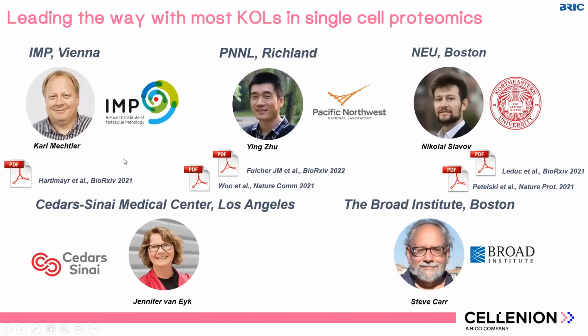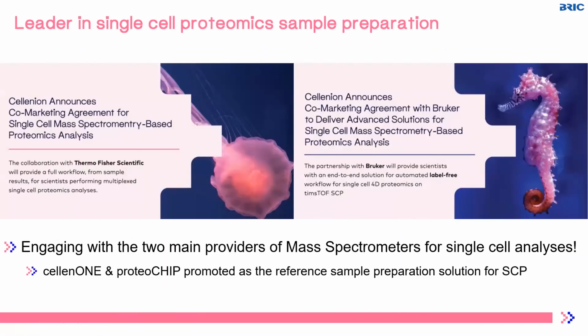With Karl Merkler, we developed the multiplex chip. We are also collaborating with Ying Zhu at PNNL, Nikolai Slavov, who's one of the fathers of the field of single-cell proteomics, who developed the SCOPE MS, and some very nice researchers at Mount Sinai Medical Center, Jennifer Van Eyk, and Steven Carr at the Broad Institute in Boston. Thanks to all the research that we've done with those researchers, we were able to strike 2 co-marketing deals with both Thermo Fisher and Bruker. So we are promoting each other's system for single-cell proteomic analysis.